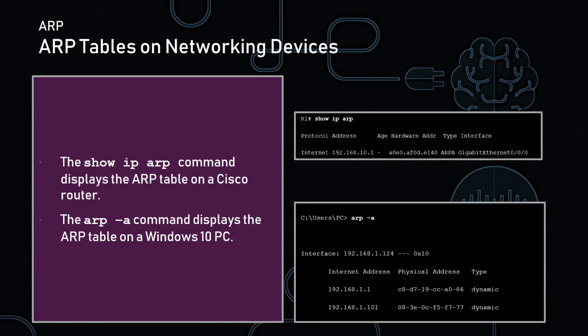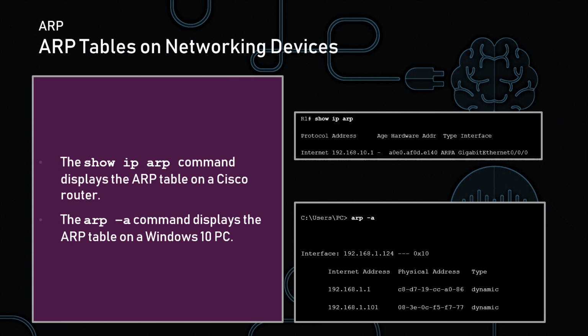The show IP ARP command displays the ARP table on a Cisco router. ARP -a does the same thing on a Windows 10 PC. As we see here on the right-hand side, we've got two graphics. The upper one shows the Cisco interface, and the bottom one shows Windows. It shows us largely the same information. It just looks at it in terms of how the table is formatted.